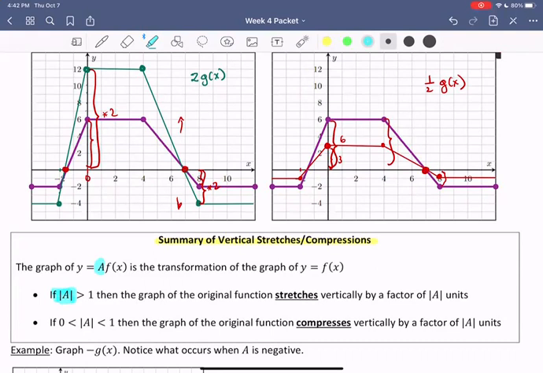But the important point here is if the absolute value of a is bigger than 1, then the graph of the original function stretches vertically by a factor of a units. While if the absolute value of a is a fraction less than 1, meaning a number between 0 and 1, then the graph of the original function compresses vertically by a factor of a units.